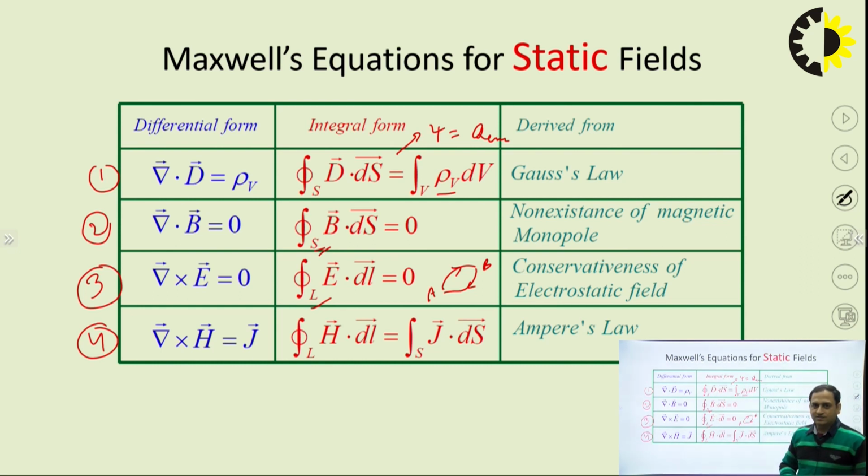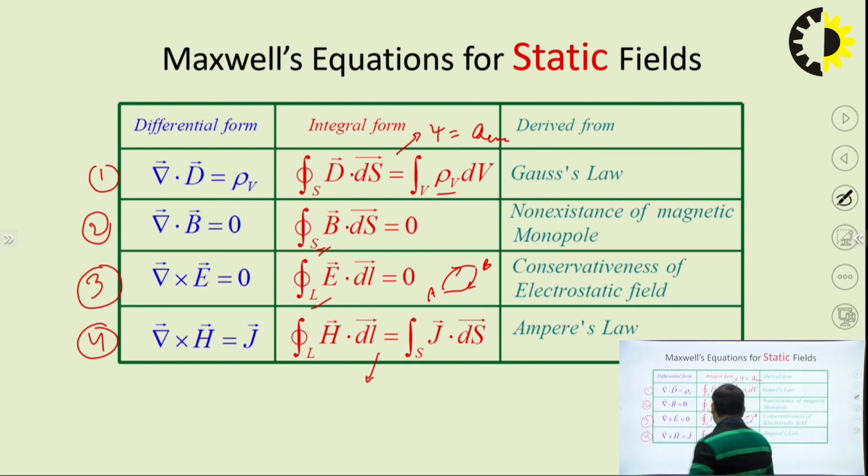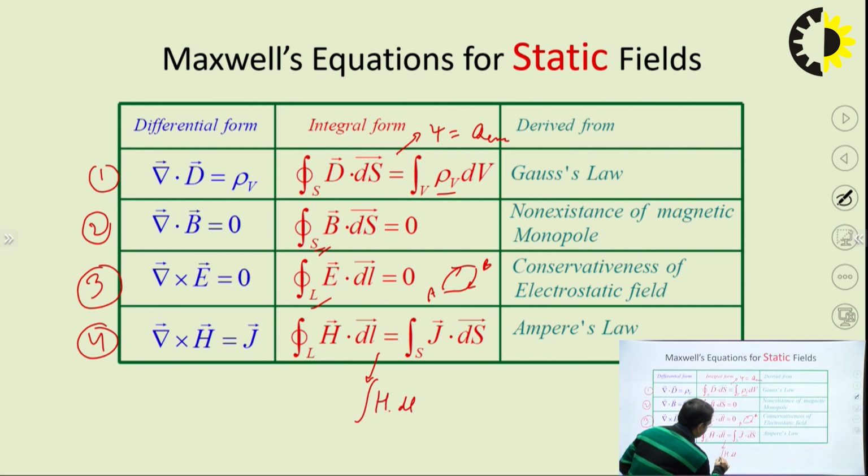Next, the fourth is del cross H is equal to J. We have derived this Maxwell equation in differential form from the integral form, that is from Ampere's circuital law, which tells us H dot dl over the closed path is equal to I enclosed. So this equation was based on Ampere's circuital law, H dot dl over a closed path is equal to the current enclosed.